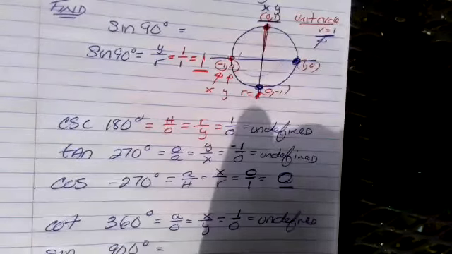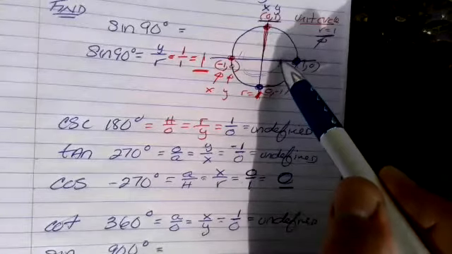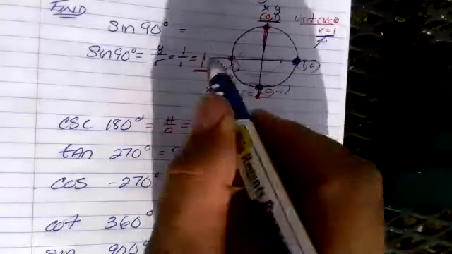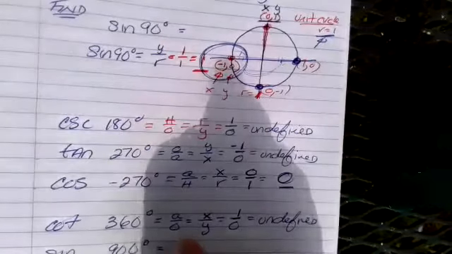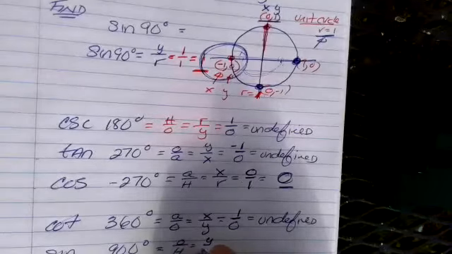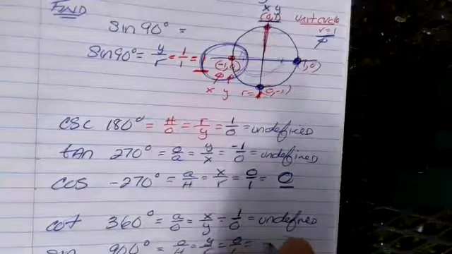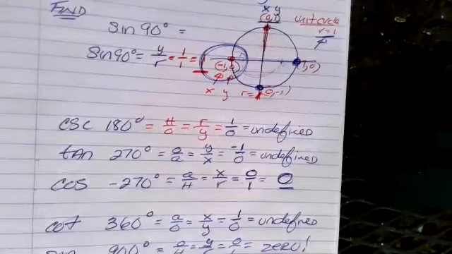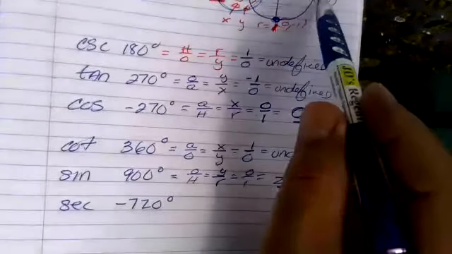900 degrees, where does that fall? I don't know. Let's see. Positive, so that's 720, 810, 900. So this is my 900. Its sine is opposite over hypotenuse, y over r. So it's 0 over 1. So it is 0. I agree. Negative 720. Negative 720 brings us right here anyway.